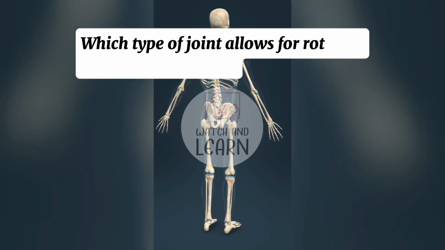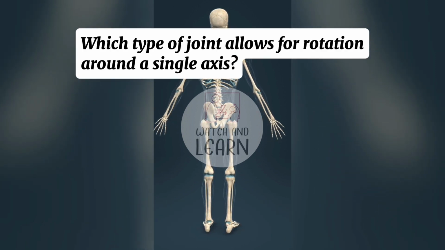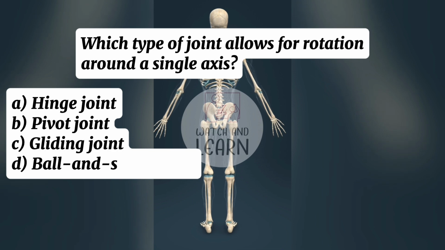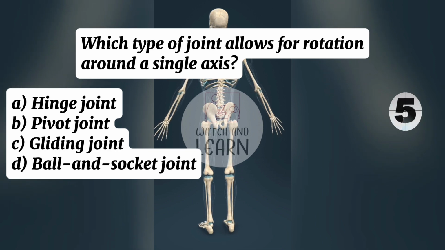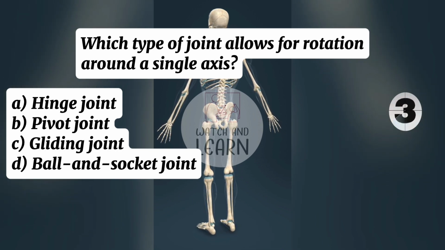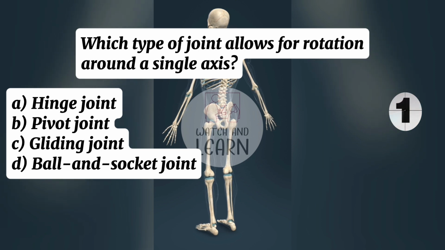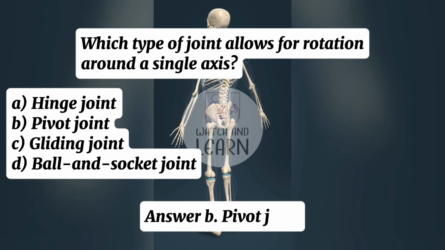Which type of joint allows for rotation around a single axis? These are the options. And the right answer is answer B, pivot joint.